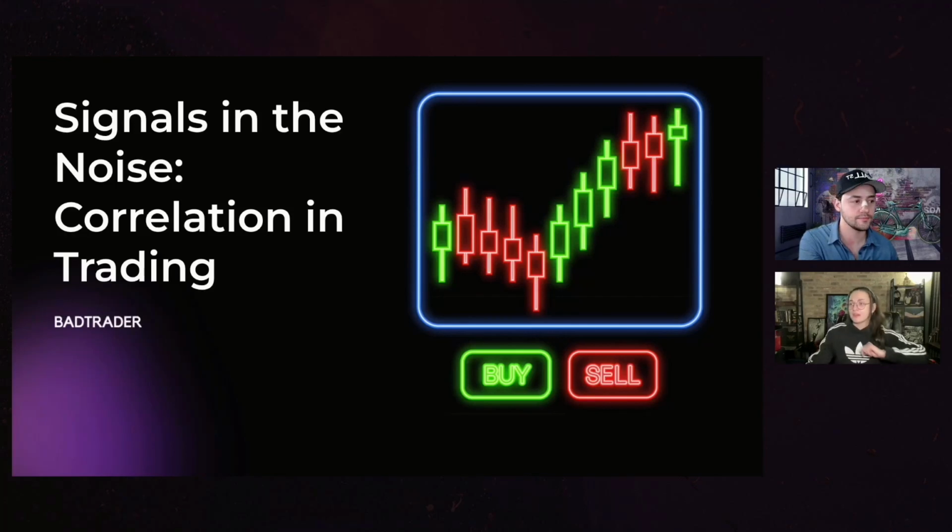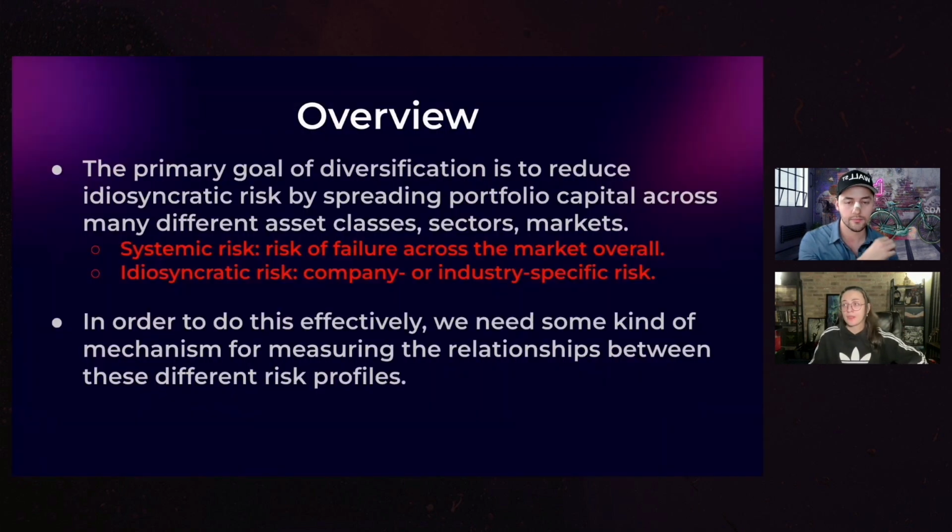To get into a little bit of math, I wanted to talk about correlation and how we use it in trading. A lot of the times it's pros, it's cons, and why we use it the way that we do. As an overview, this is broadly tied into diversification. The primary goal of diversification is to reduce idiosyncratic risk factors, and you do that by spreading portfolio capital across many different asset classes, sectors, and markets.